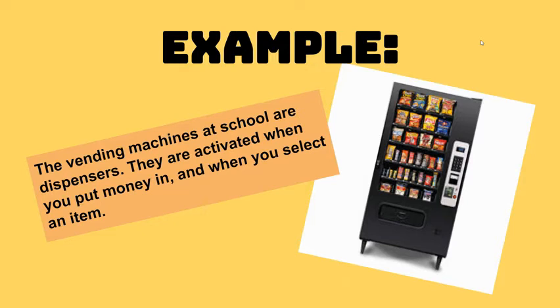So an example, probably the best known example is a vending machine. The vending machines at school are dispensers. When they are activated, when you put money in and push a button to select an item, it dispenses the item. It gives it out in an area where you can pick it up with your hand. When you design a dispenser, this is what you need to keep in mind. What is it going to dispense? How is it going to be activated? And how is the person using the dispenser going to get their stuff?